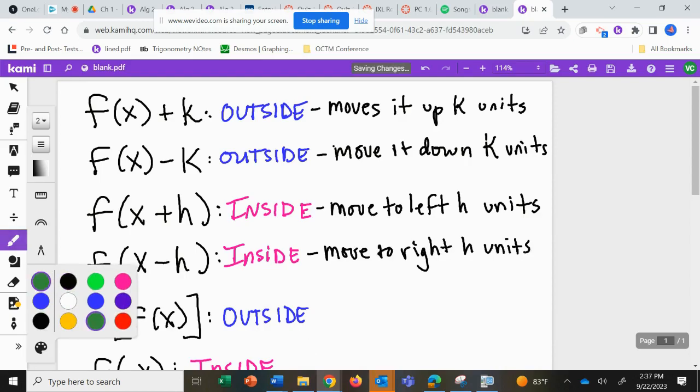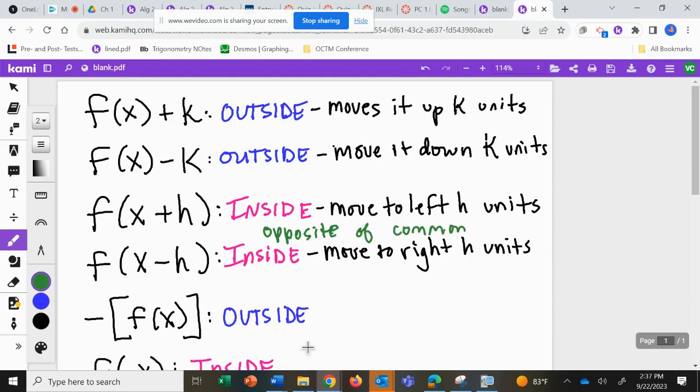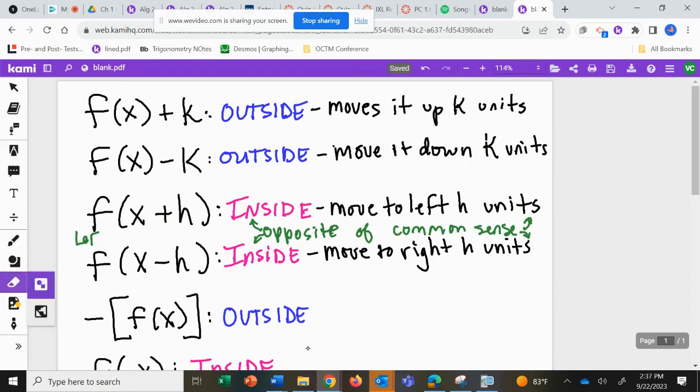Maybe I will add that it's kind of opposite of common sense. These two are kind of opposite of common sense. The Y value ones, the ones that went up and down, follow their signs perfectly. The positive went up, the negative went down. This one was opposite. I might add in some more words. These were left and right. I have it written there already, so I'm not going to add this in.